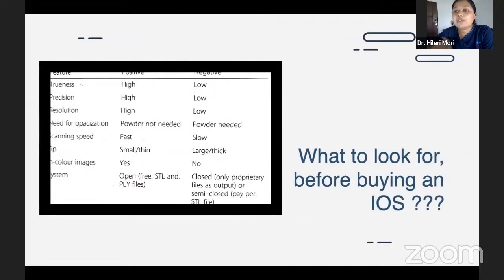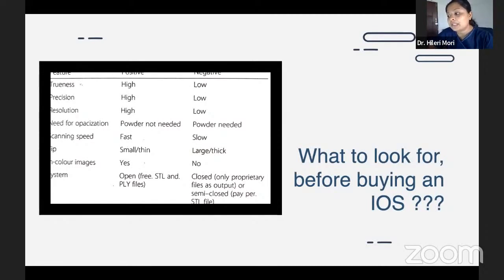Yes. So now what you should look for before buying an intraoral scanner. Okay. So there are some properties which you should look for. First is the trueness of intraoral scanner, precision, resolution कितना है उसका, okay, need for opacization and scanning speed, उसका tip कैसा है, okay, whether it is small or large, or also that in color images है कि नहीं है, and the system, which files it is supporting. So these are the things which you should see before buying an intraoral scanner.